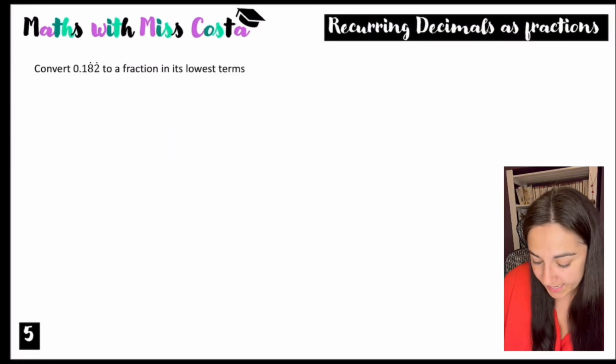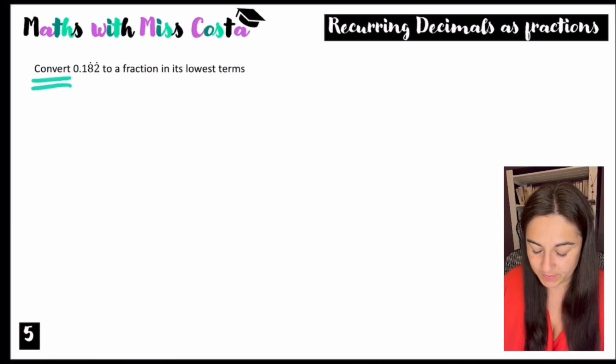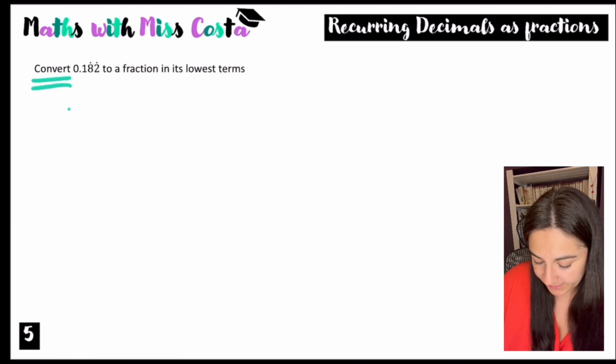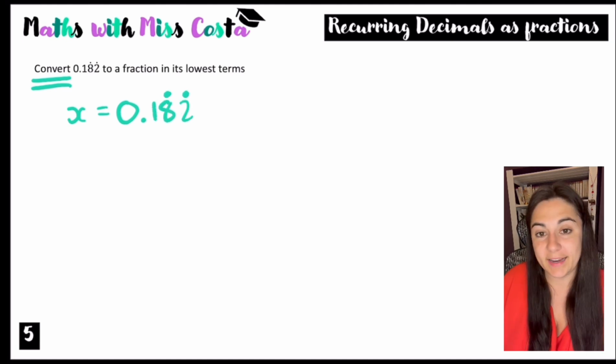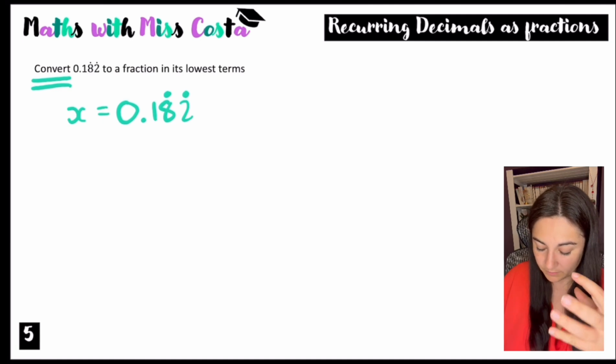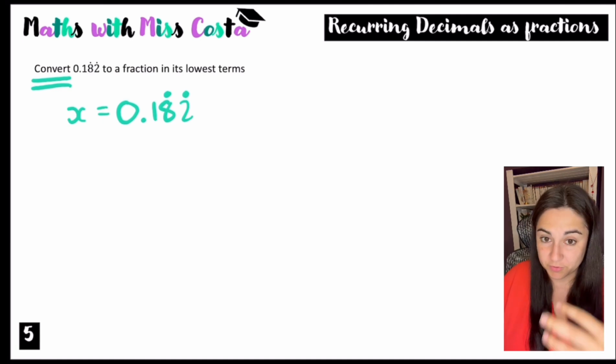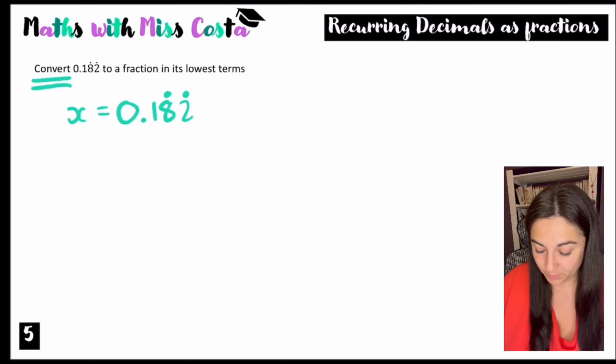Okay, so here in this question, I'm being asked to convert a recurring decimal into a fraction. So I start by saying that x is my original value, so 0.182 recurring. And what I want to do is get it so that I can write this decimal as something that can be subtracted from itself so that I get 0. So that might not make a lot of sense, so let's see what we do first.